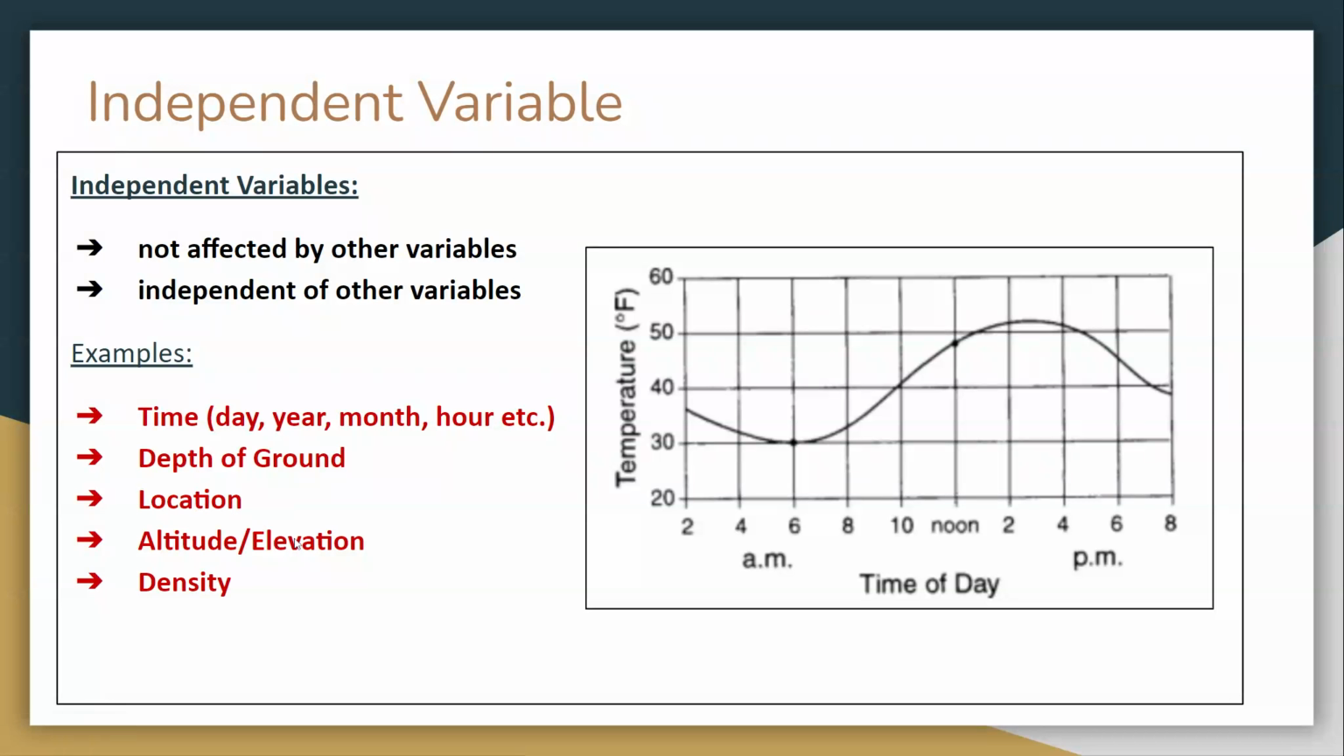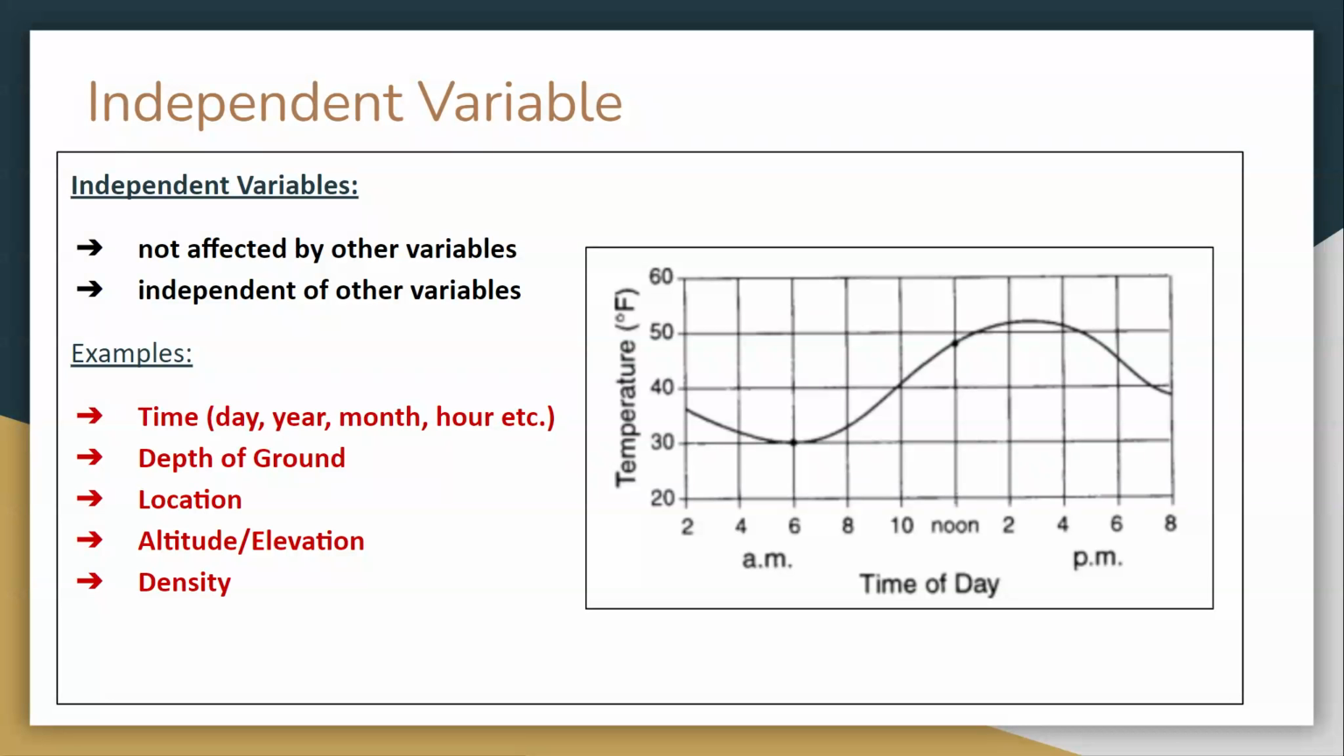Altitude or elevation are independent variables. So altitude or elevation, the higher something is in the sky, is not dependent on anything, but clouds can be dependent on the altitude or elevation. Where you have snow on the top of the peaks of mountains can be dependent on elevation or altitude. The temperature can be dependent on altitude or elevation, but altitude or elevation is not dependent on any of those things. Finally, density is something we'll talk about.